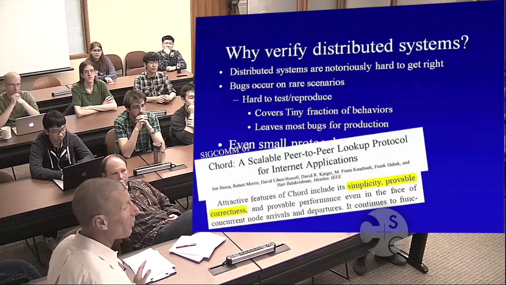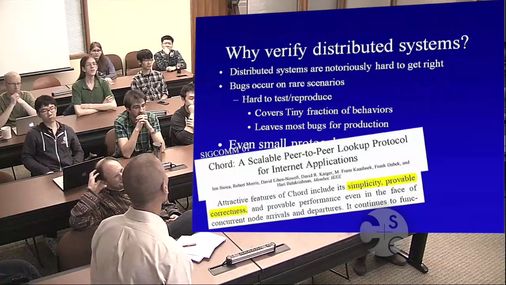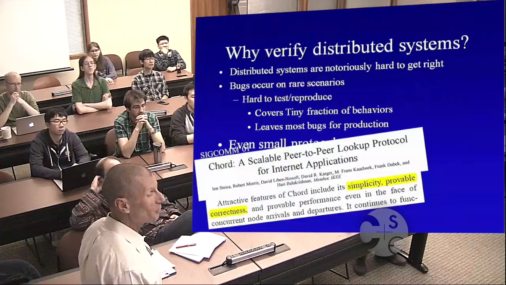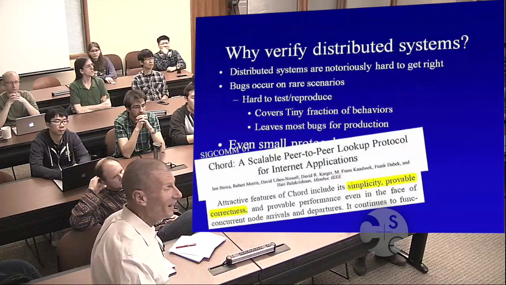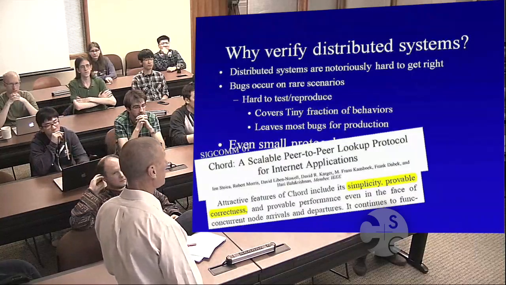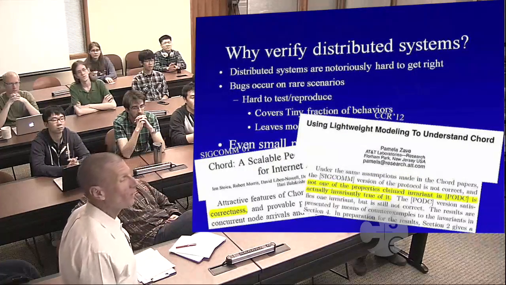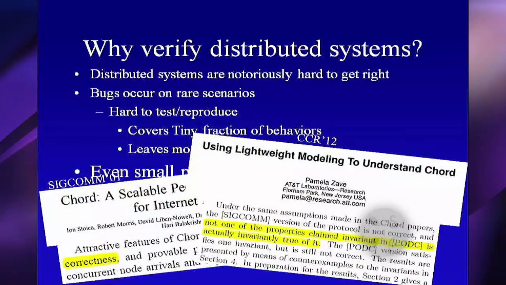And here is an example. This is a beautiful algorithm, actually. It's a key value store, which was published in SIGCOMM '01. It has many interesting features, but one of the things that the authors say, which is really nice, is that its simplicity and its provable correctness are among its attractive features. So, a few years back, in 2012, Pamela Zave showed that none of the invariants that these guys are claiming in fact hold. So you see that these are tricky programs.